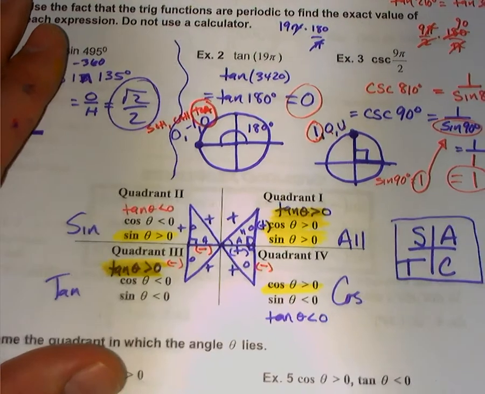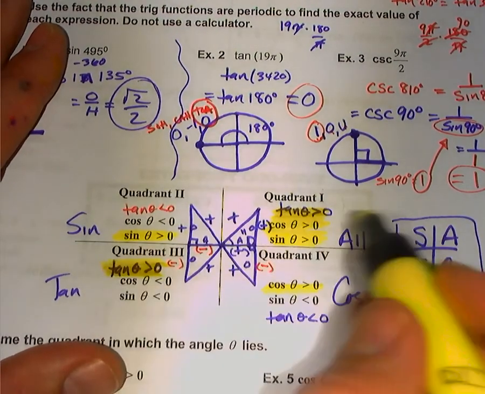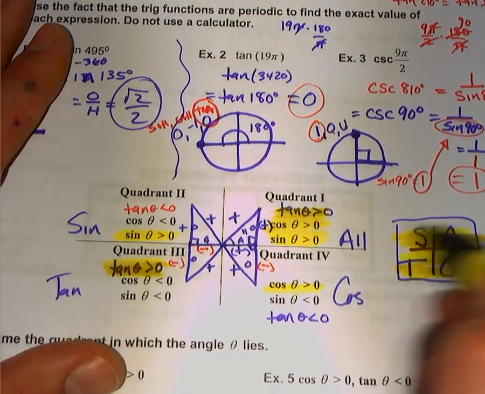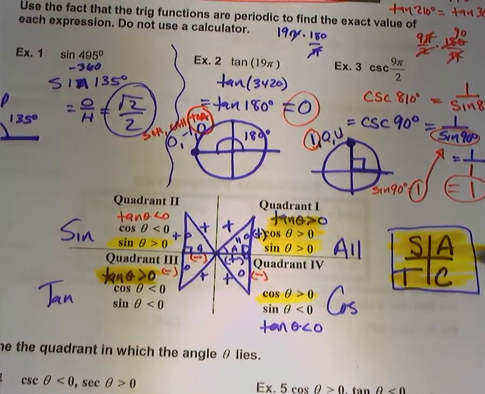So we start looking at this. How do I memorize that all of them are positive in quadrant 1, then sine, tangent, cosine? We use this little mnemonic here. We start in quadrant 1, we do ASTC.